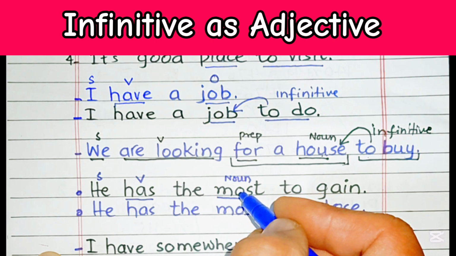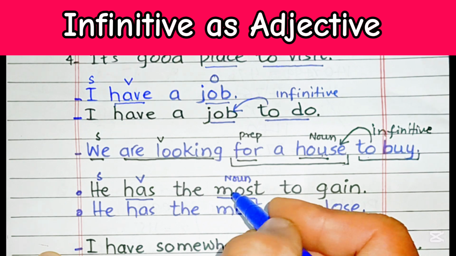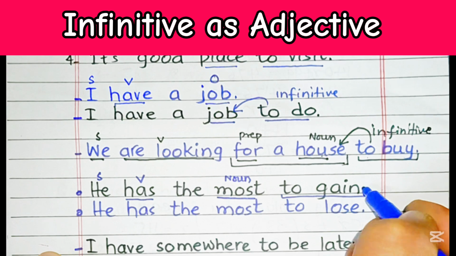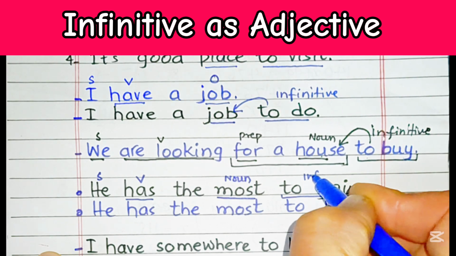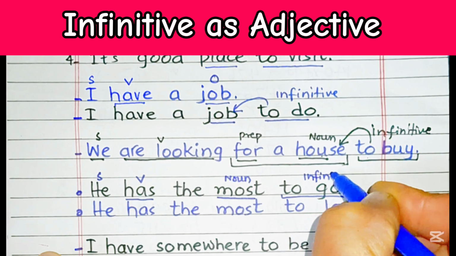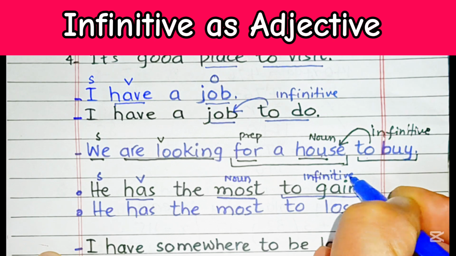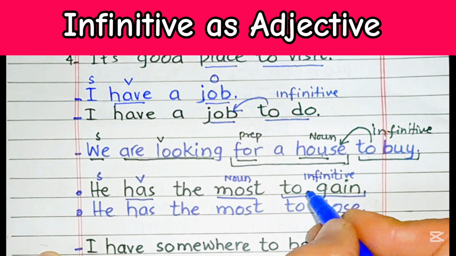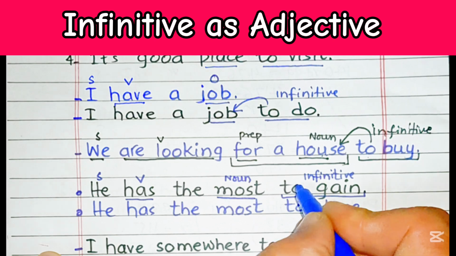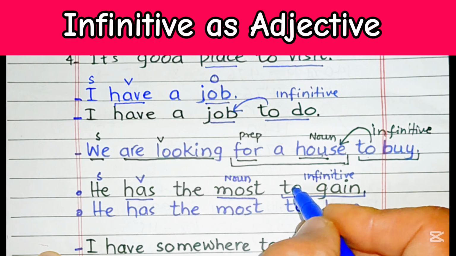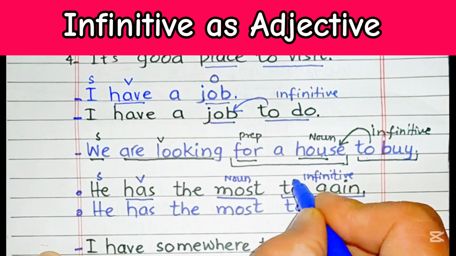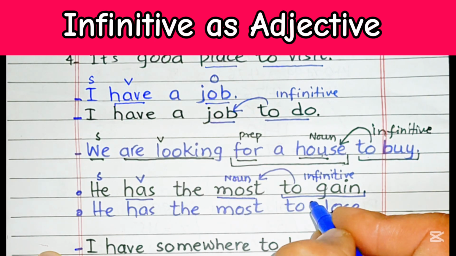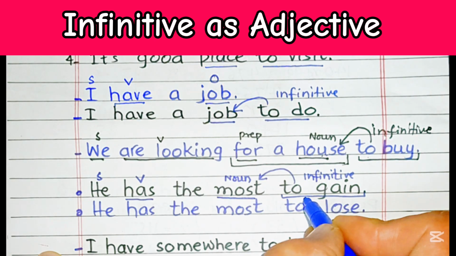So here is a noun, most, and this is the infinitive, to gain. This infinitive, to gain, provides information about the noun most. So it is the infinitive as an adjective.